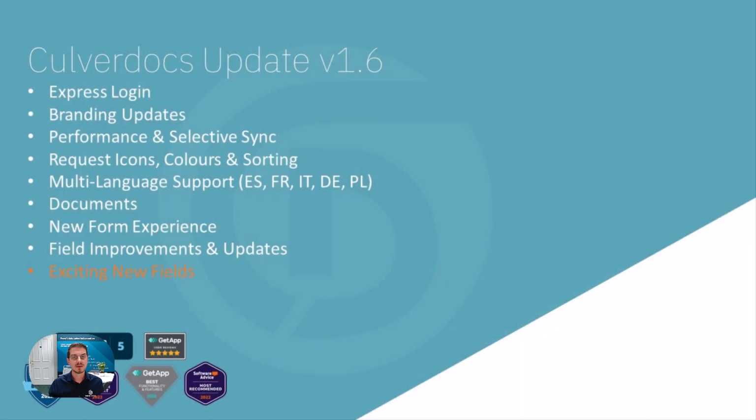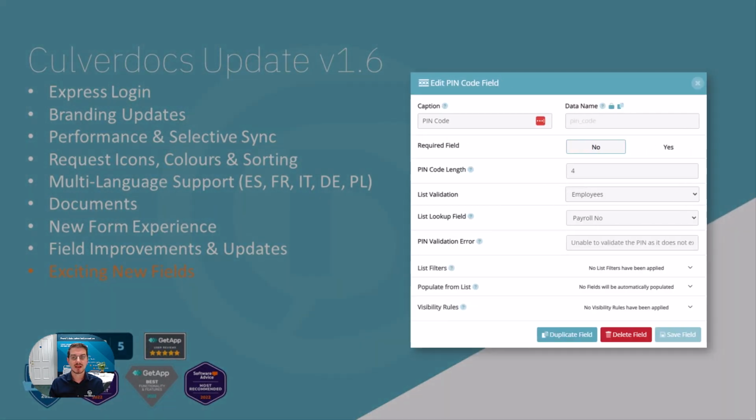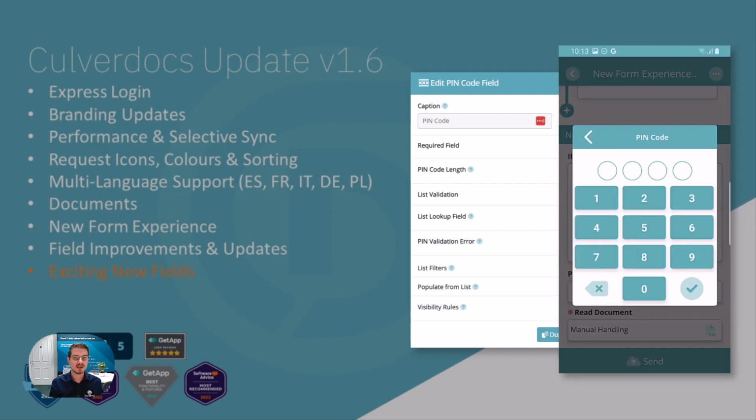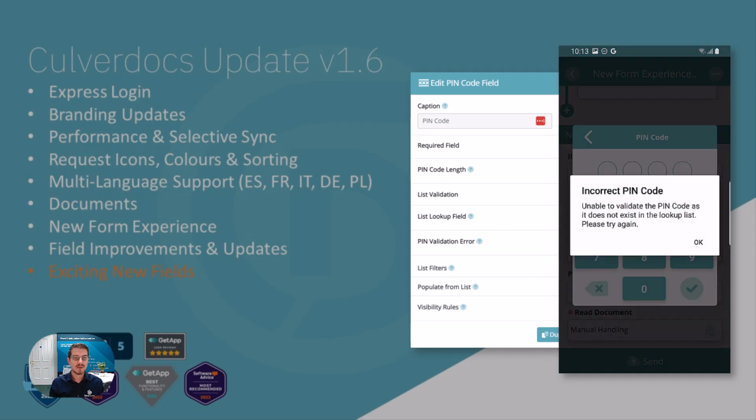Another new field here is pin codes. So this is a great way to capture a numeric pin such as the employee number when completing a form. In some cases on forms where, let's say, you're using shared devices, the forms need to be restricted based on certain logic or employee permissions. This can now be achieved using the pin code instead of a selection, and can also validate the pin against a list.